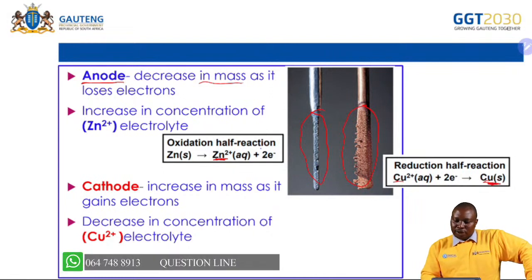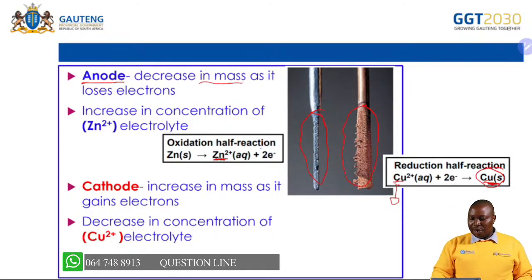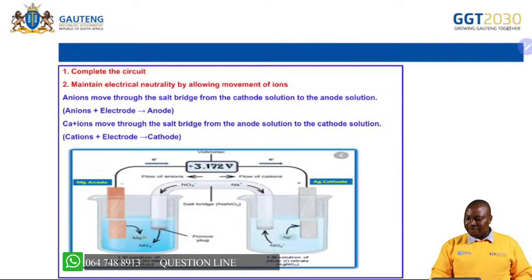So you can see that the copper 2+ is becoming solid, hence there is an increase in mass. But the concentration of the solution will decrease because it's all being converted to copper. I hope that slide will help you and you will remember it as you prepare for your exams.